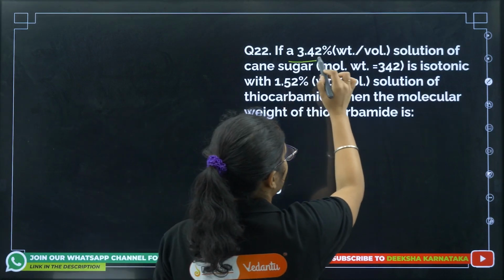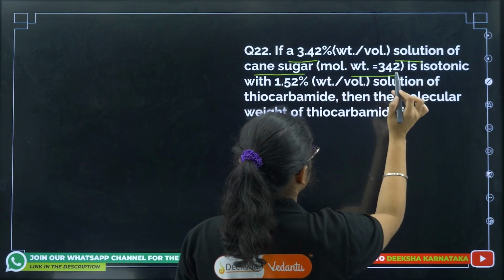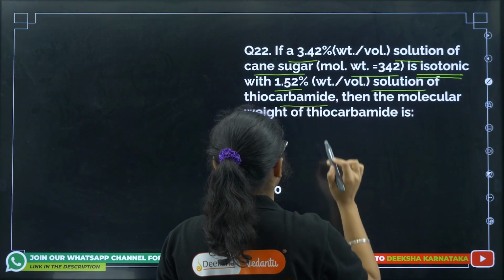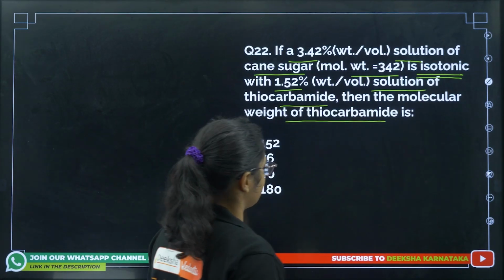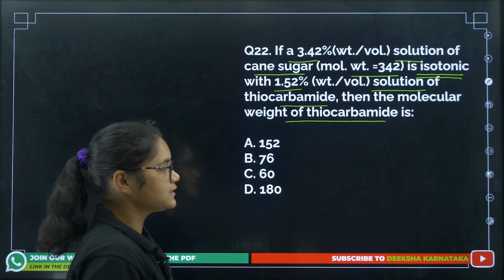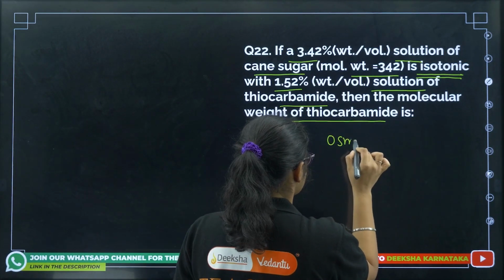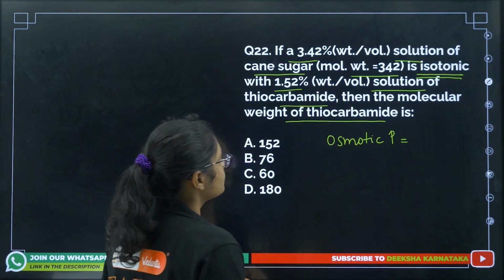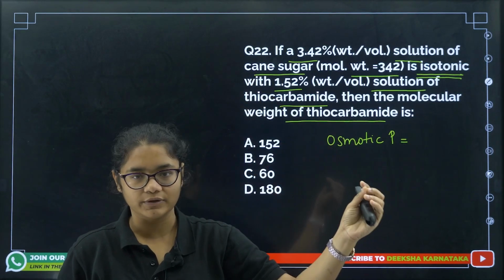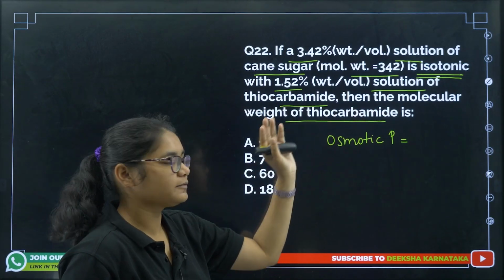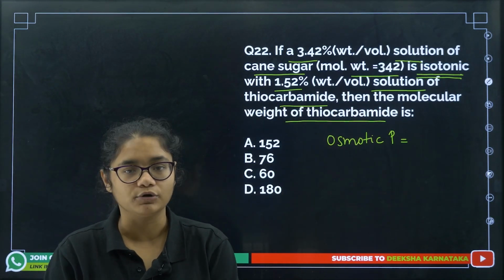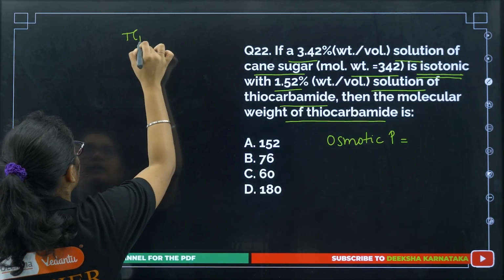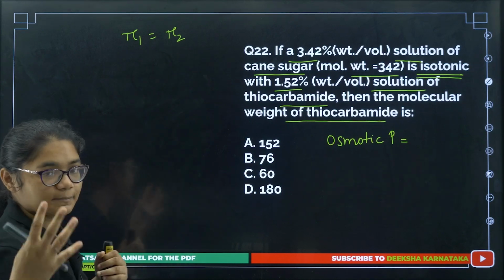If a 3.42% solution of cane sugar, molar mass 342, is isotonic with a 1.52% solution of thiocarbamide, then the molecular weight of thiocarbamide is. Now what are isotonic solutions? Isotonic solutions means osmotic pressures are equal. Now there are two solutions, 3.42% cane sugar and 1.52% thiocarbamide, and both have the same osmotic pressure. So I can write that pi 1 is equal to pi 2. Osmotic pressure is represented by pi.